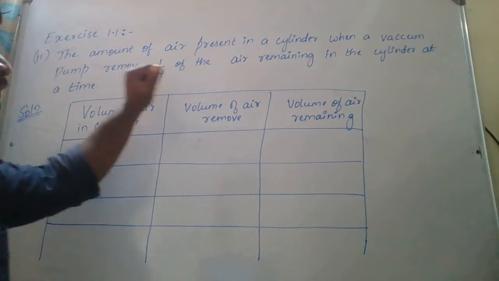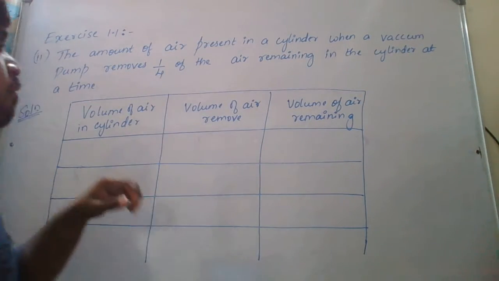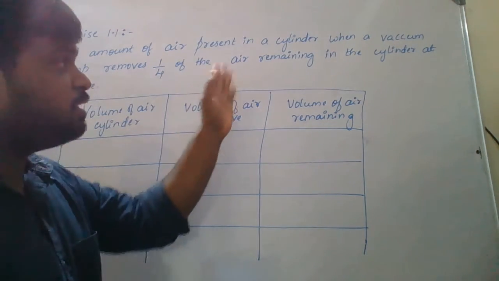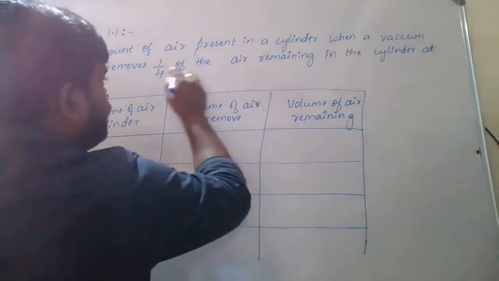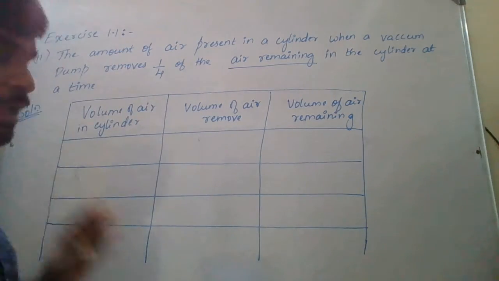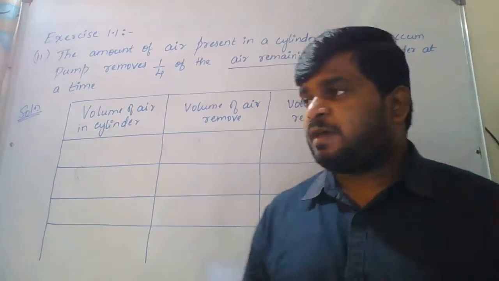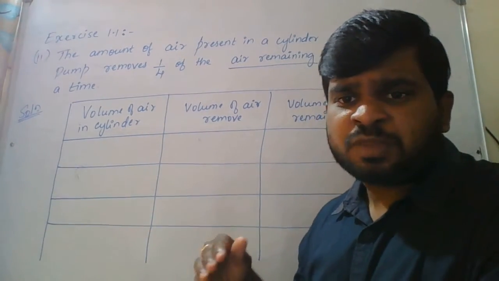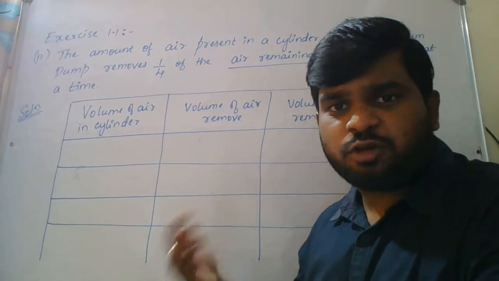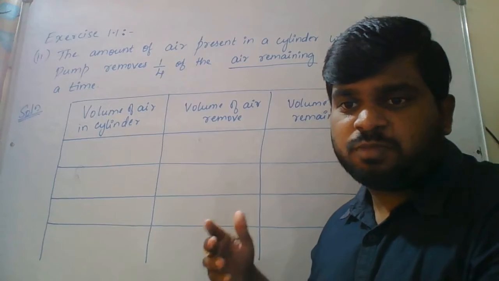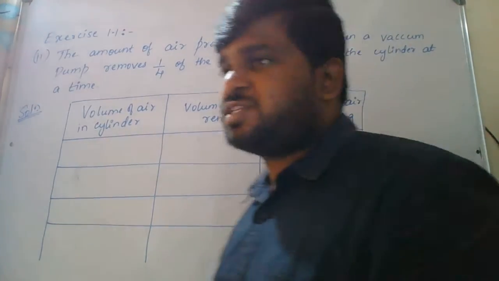The amount of air present in a cylinder when a vacuum pump removes 1/4 of the air remaining in the cylinder. Very important. It removes 1/4 of the air remaining in the cylinder at a time. Now, this is the condition. There is a cylinder, it has got some air in it, and every time we are removing 1/4 of the air. Now, the volume present in the cylinder each time, does it form an AP? That's what we have to check.